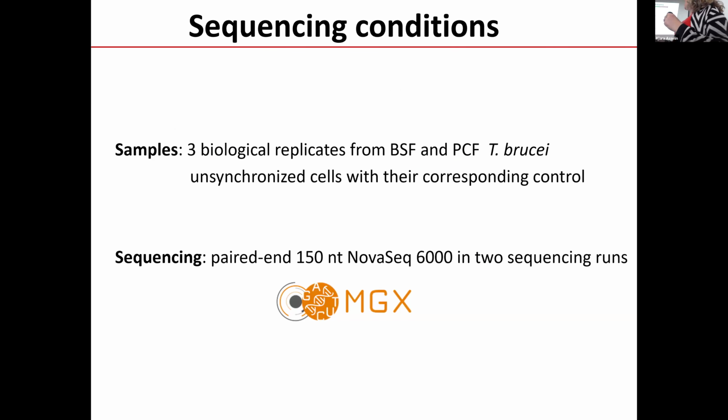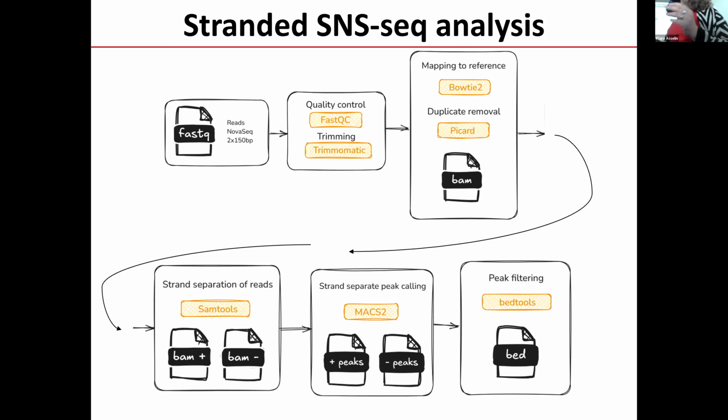So we sequenced 3 biological replicates from BSF and PCF cell lines from Trypanosoma brucei, from unsynchronized cells, with their corresponding controls. We did paired end sequencing, 150 nucleotide reads, on a NovaSeq sequencer at the MGX platform here in Montpellier.